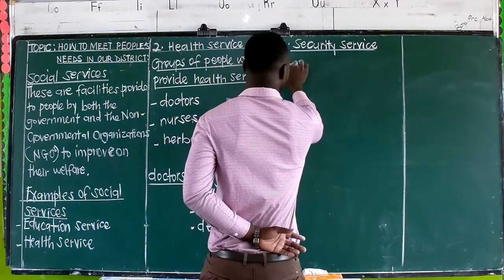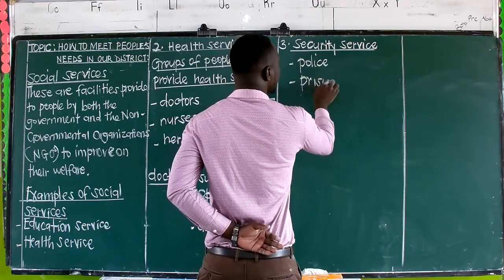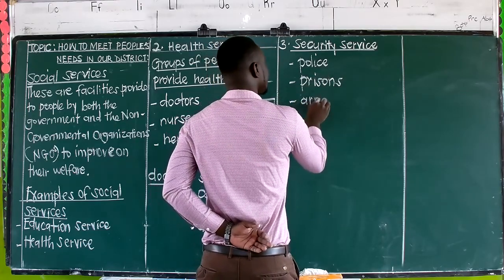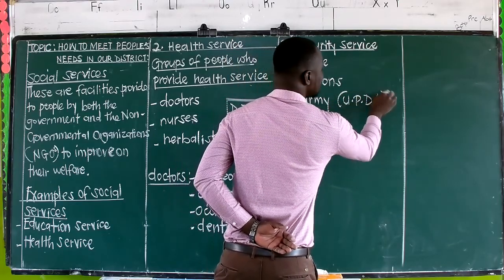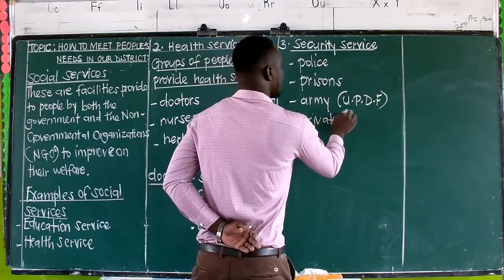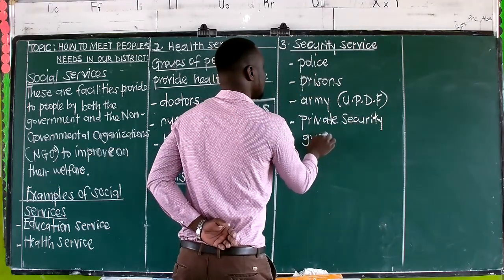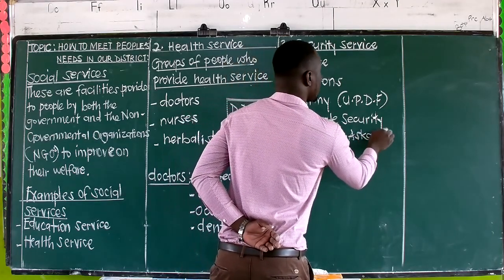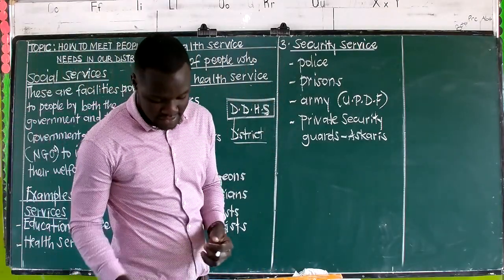The other time we talked about the armed forces, we talked about the Uganda police, we talked about the Uganda prisons, we talked about the Uganda army. That is the one we call the Uganda People's Defense Forces. Don't forget, we talked about the private security guards. These are the ones we call the askaris. So all these people are the ones providing us with that security service in our district.